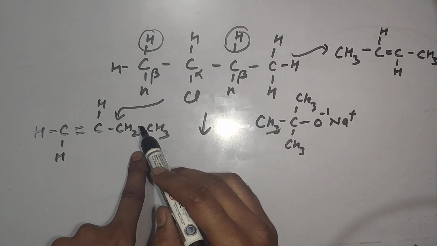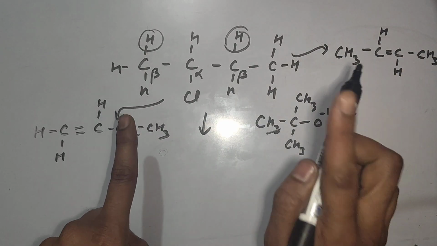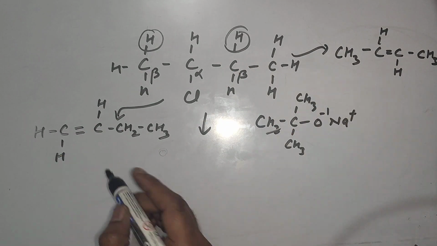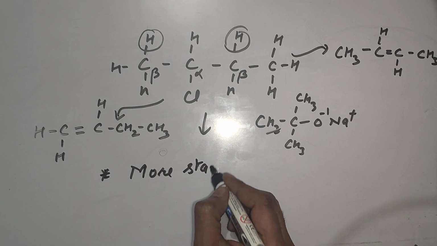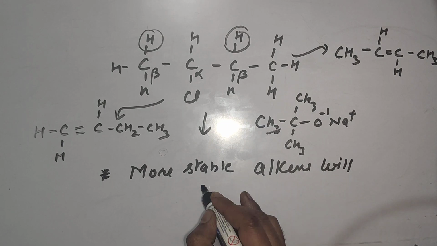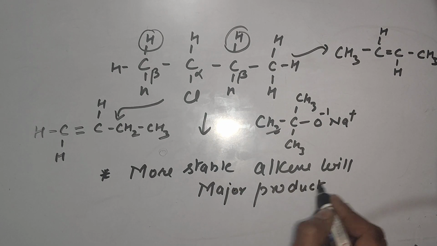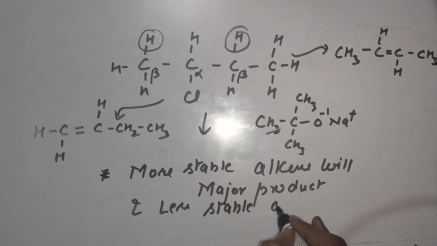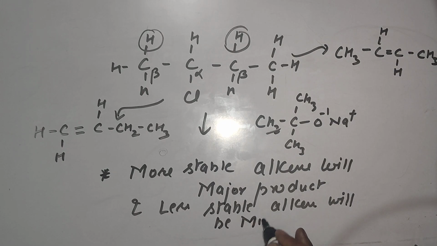Now out of these two alkenes, first of all check, are they the same? No, they are not the same. Means two types of alkenes are possible by this haloalkane. Now which will be the major alkene? Note down. The more stable alkene will be the major product and the less stable alkene will be the minor product.